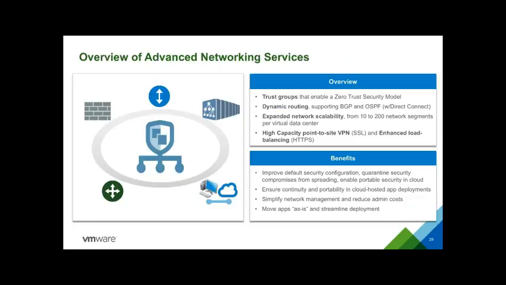There are a few features within these advanced networking services, actually five of them, maybe the main one being the trust groups or micro-segmentation, and we'll go into more detail about that. The other thing we have is dynamic routing for BGP and OSPF, enabling you to find the best route between your clouds or your different sites. We have also enhanced network scalability, so when you had only 10 networks available, now you can have up to 200 networks that you can create within your virtual data center on vCloud Air.